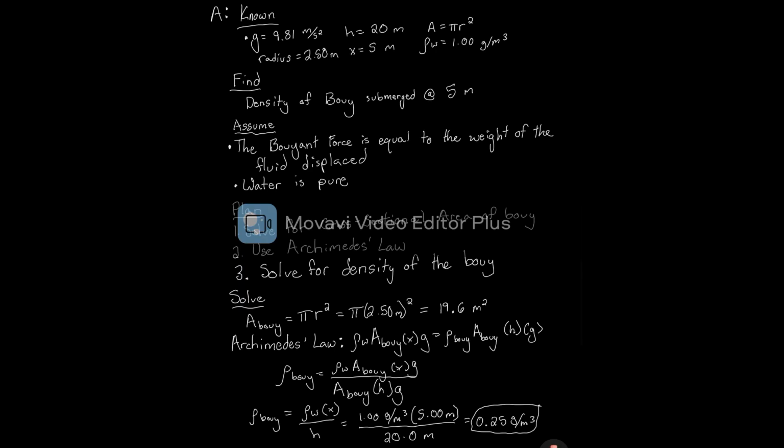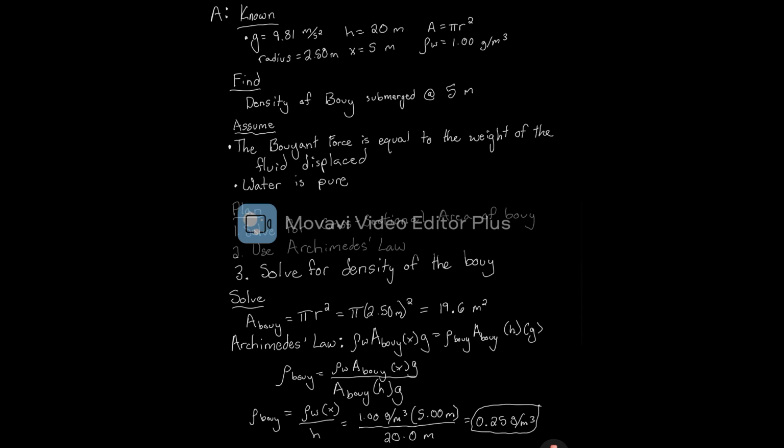And in the answer, we use the KFAPS method, which is known, find, assume, plan, and solve. For the knowns, we know the gravity is 9.81 meters per second squared, the radius is 2.5 meters, the height of the buoy is 20 meters, the depth submerged is 5 meters, the cross-sectional area of a cylinder is pi r squared, and the density of water is 1.00 grams per meter cubed. And what we're trying to find is the density of a buoy submerged at 5 meters.